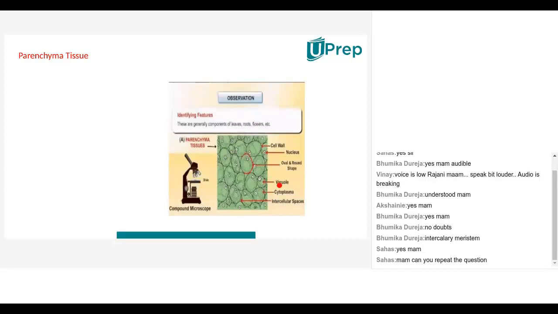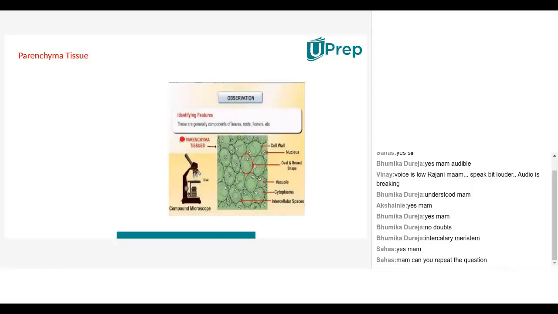So here, the reason the parenchyma tissue has a big vacuole is that its main function is storage of food. Once after photosynthesis, carbohydrates, sugars and glucose are prepared by the plant, they have to be stored somewhere, isn't it, in the cell? So the parenchyma tissue is the one where the food materials prepared by the plant are stored. That's why the cells will have big vacuoles. So this big vacuole infers storage of food by parenchyma tissue. Am I clear with this point?